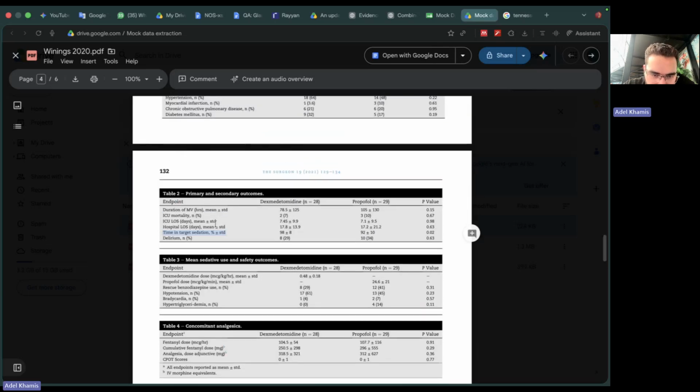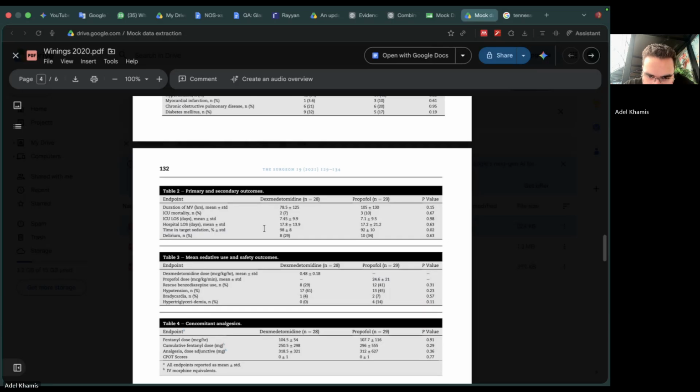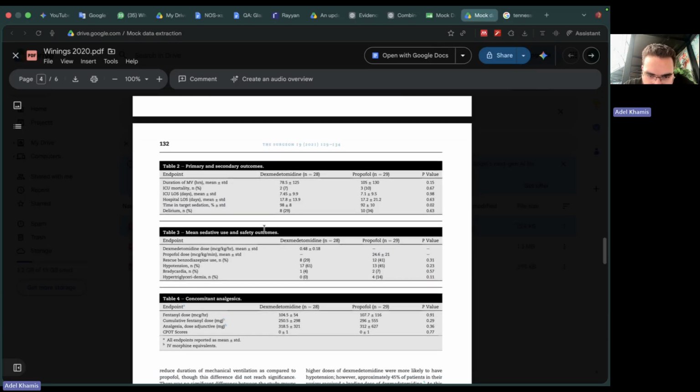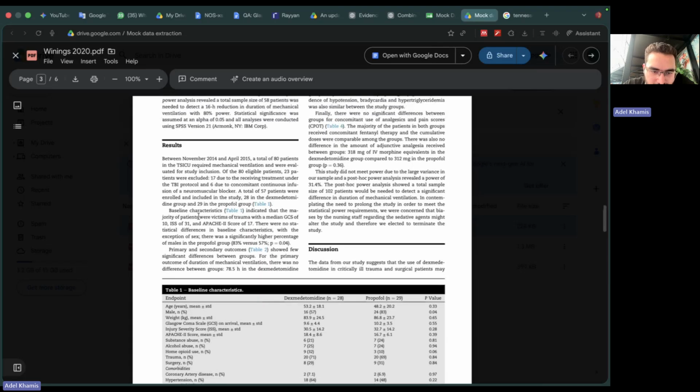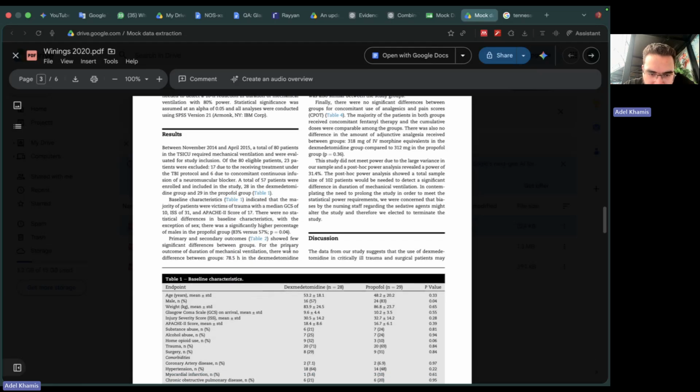Wait, why is it reported in percent and plus or minus 8? I don't know. Wait, it must be written in here. It shows insignificance for the primary outcome, the duration of mechanical ventilation. There was no difference between groups.